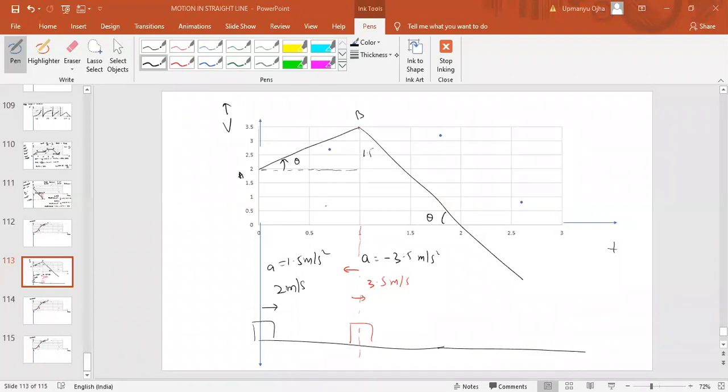Okay, now what will happen? Now the speed of the particle will decrease. We can see on the graph the speed is decreasing. At time t equal to 2, the velocity becomes 0. But the acceleration is still there, that is minus 3.5 meter per second square. Correct?